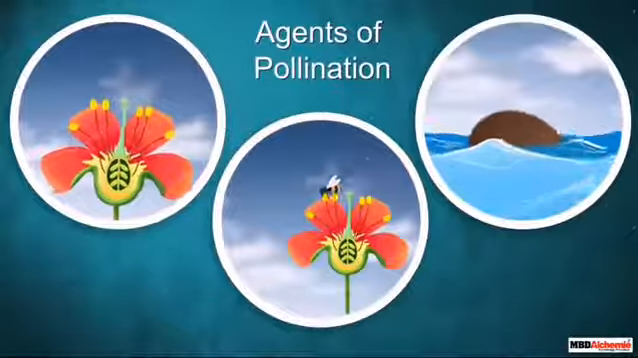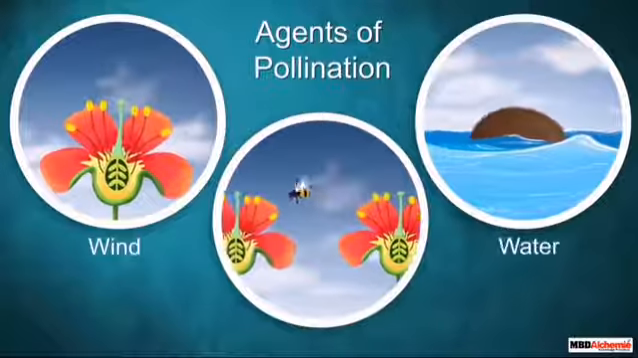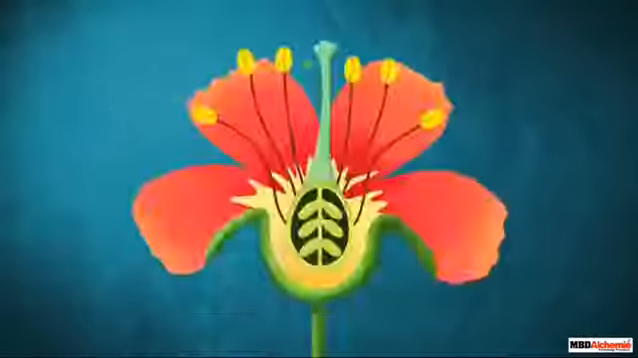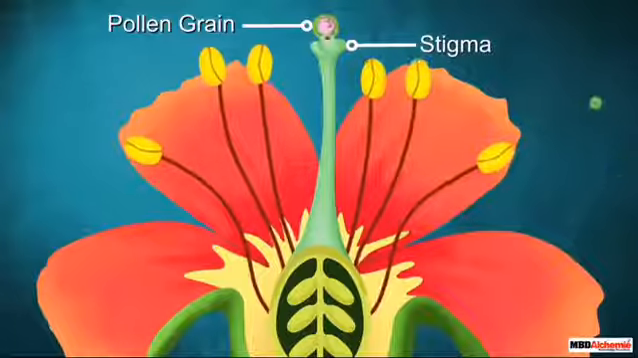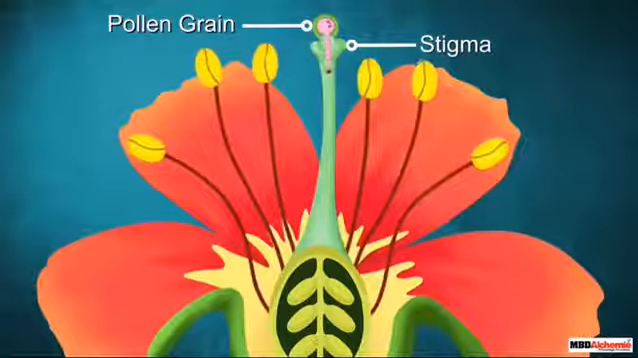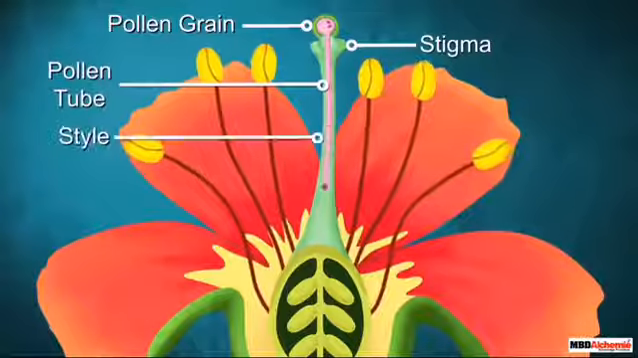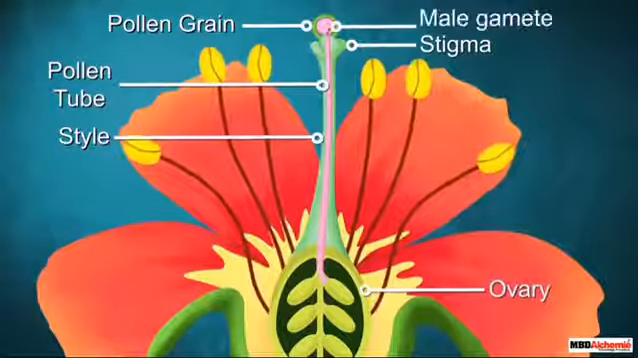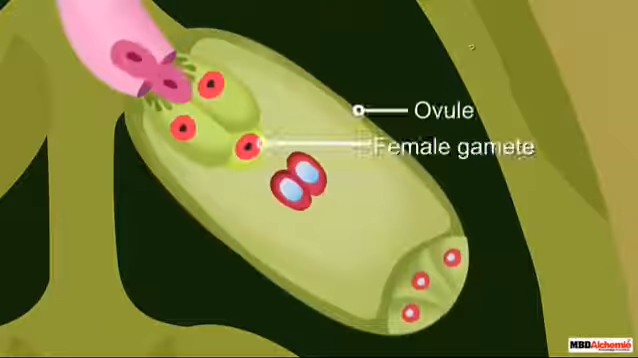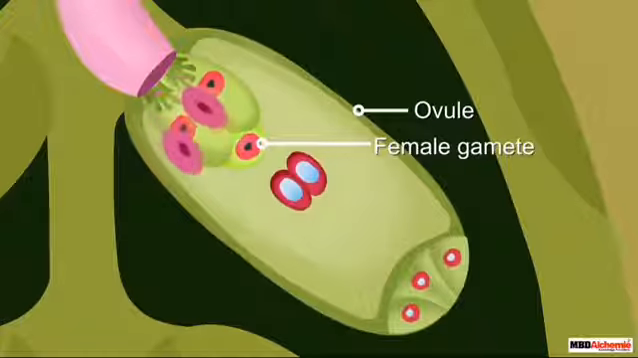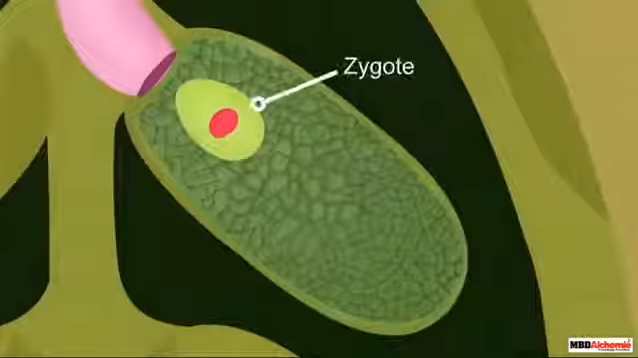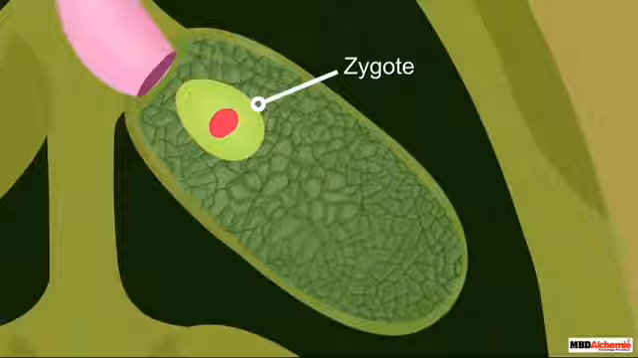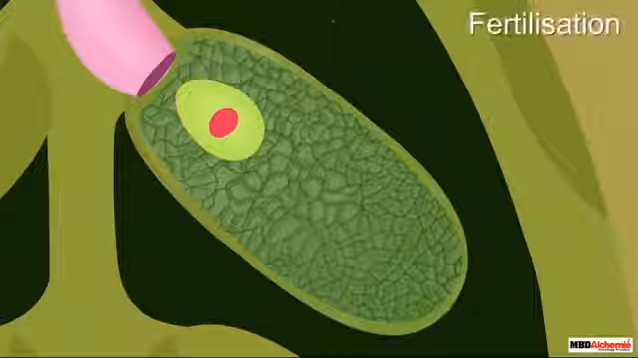Pollination occurs with the help of different agents like wind, water, or animals. Once a pollen grain reaches the stigma of a suitable flower, a tube grows from the pollen grain. This tube travels through the style and reaches the ovary. The male gamete from the pollen travels in this tube and reaches the female gamete present in the ovule of the ovary. After that, the male and the female gamete fuse together to form the zygote. This process of fusion of male and female gametes is called fertilization.